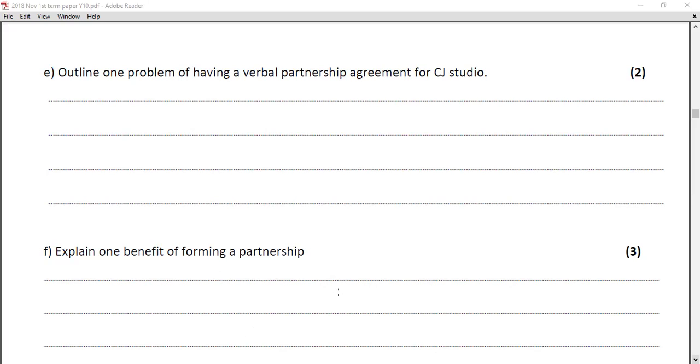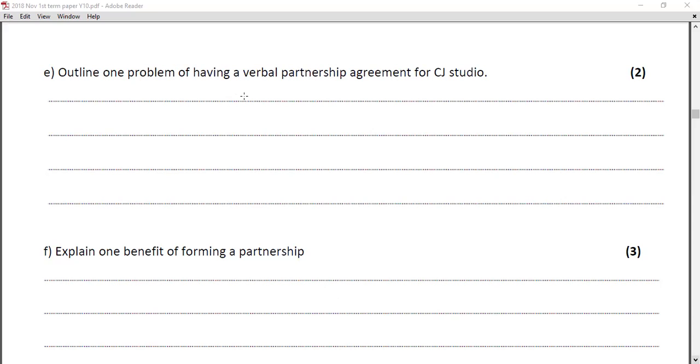If you write Chris and Johnny, that's enough, right? So for example, yes, we can see one problem with a verbal agreement: Chris and Johnny can have issues regarding the profit sharing, or regarding their salaries. In a verbal agreement, sometimes Chris and Johnny can forget the terms and conditions they agreed upon, such as profit sharing, salaries, interest on capital, and how to bring another partner into the business. These agreements can be forgotten by them. Therefore, there can be misunderstanding.